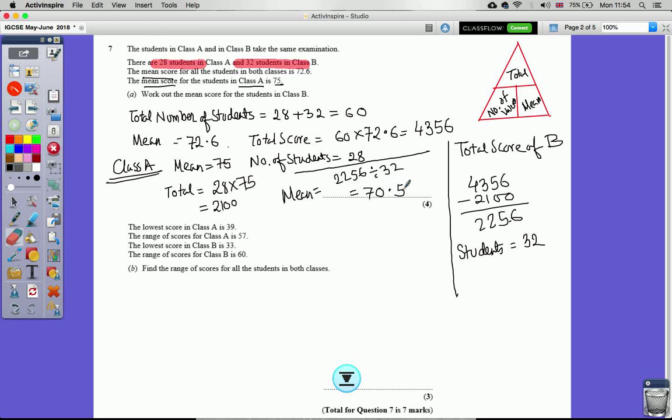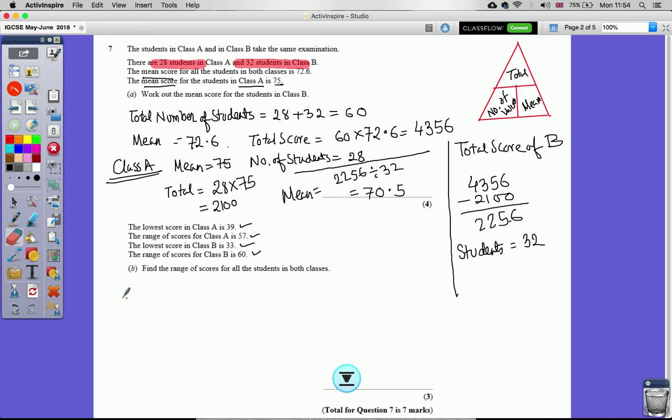Okay. Now the next part is saying the lowest score in class A is 39. The range of score in class A is 57. The lowest score in class B is 33. The range of score in class B is 60. Find the range of scores for all the students in both classes.